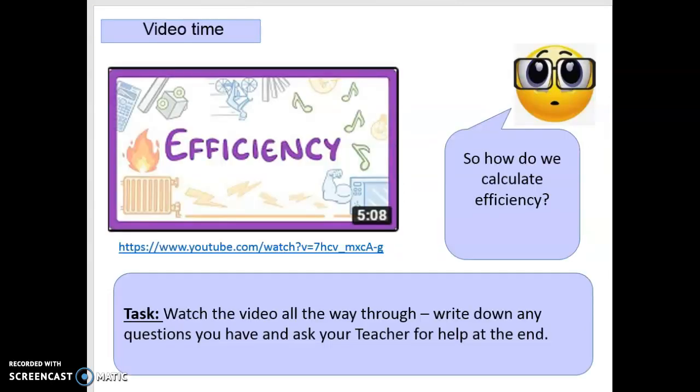Right, this would be a good point at which to work out what efficiency is and how we calculate it, and then we'll go through that afterwards. So have a watch of this video. That means you need to pause this video, go and click on the link in the original PowerPoint, and then we'll come back to this afterwards. The question for this video is, how do we calculate efficiency?